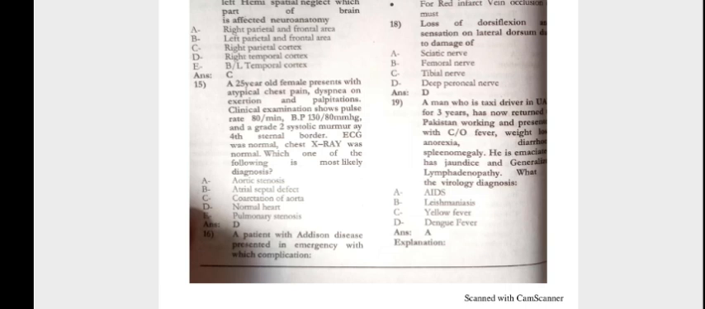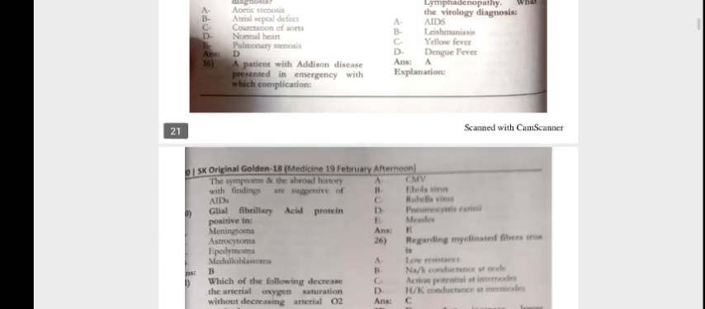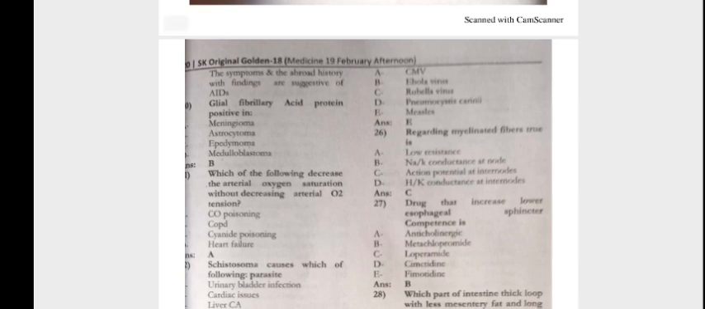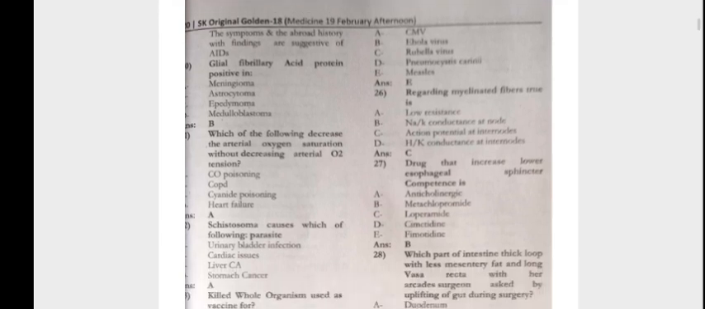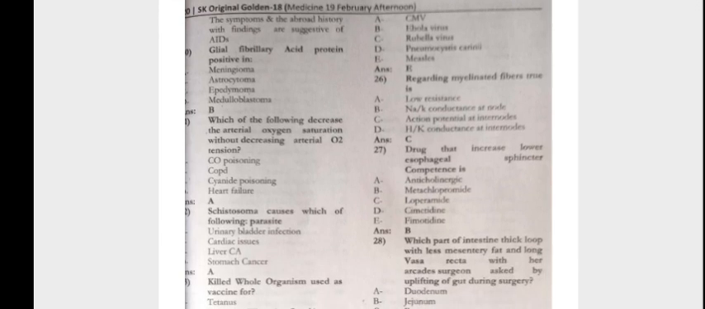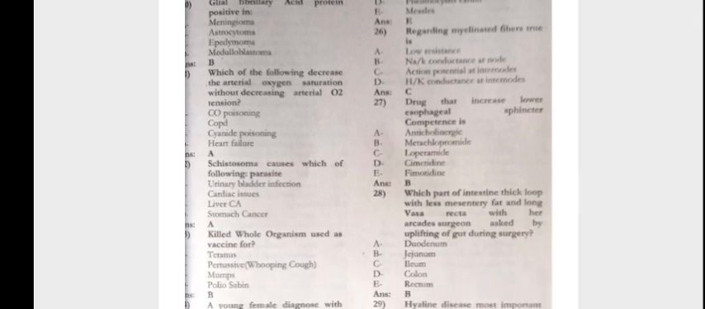Next, a man, a taxi driver for 3 years, on return to Pakistan presented with a history of weight loss, anorexia, diarrhea, splenomegaly, jaundice and generalized lymphadenopathy. The etiology could be AIDS. Next, glial fibrillary acidic protein is positive in astrocytoma. Which of the following decreases the arterial oxygen saturation without decreasing arterial oxygen tension? That is carbon monoxide poisoning.